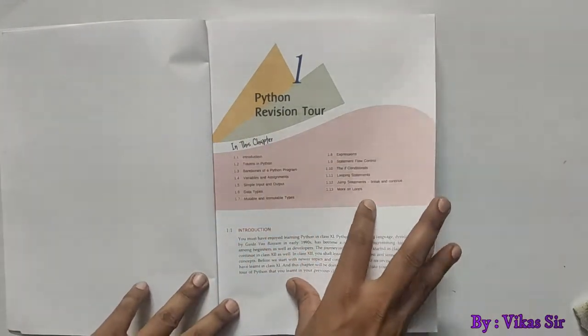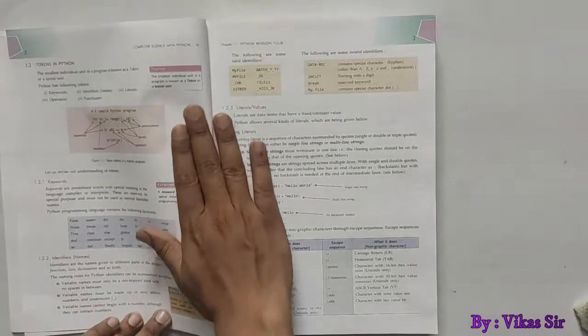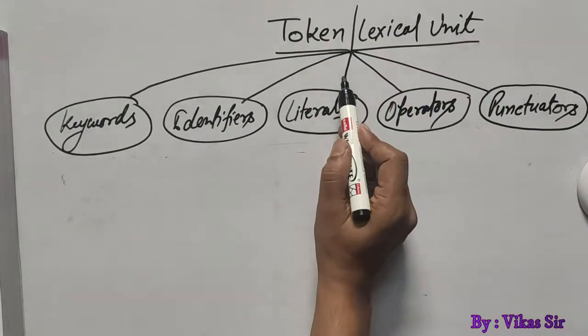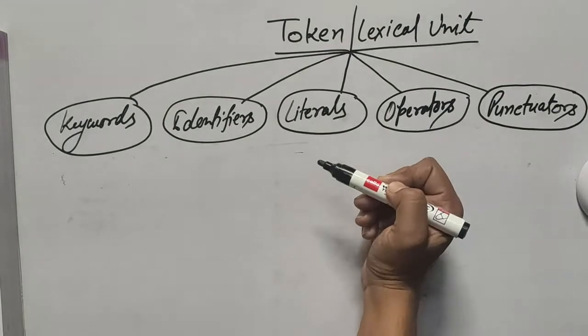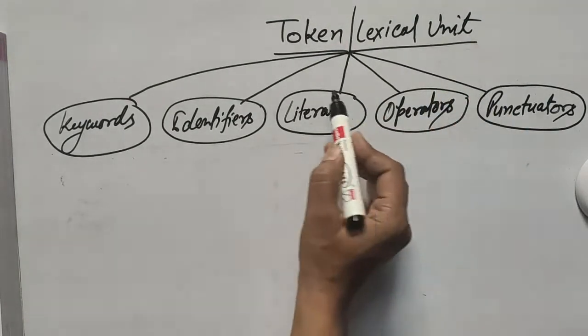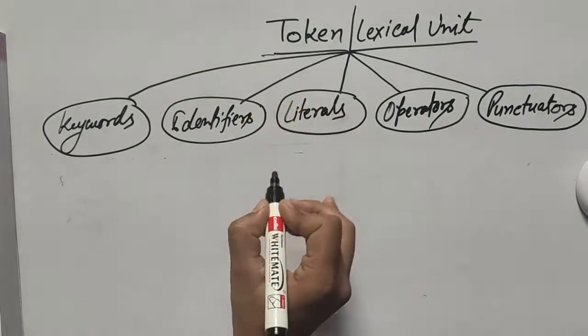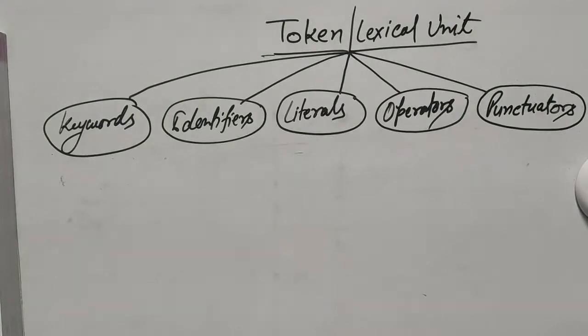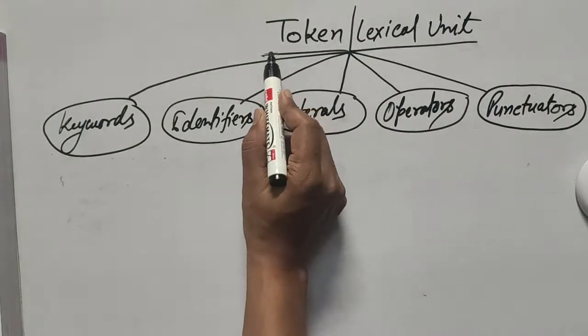In this chapter, let's start the discussion about tokens in Python. Tokens are very important in computer programming, and they are also known as lexical units. These tokens have a very important role where we are making programs for particular requirements. These tokens can come in different forms.